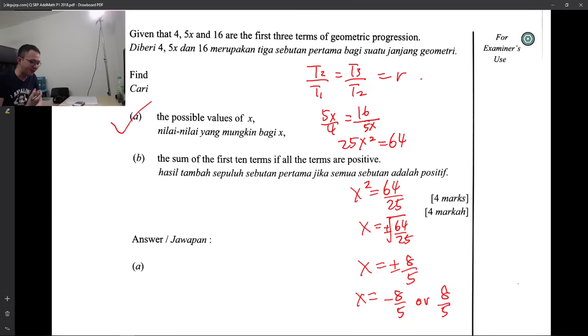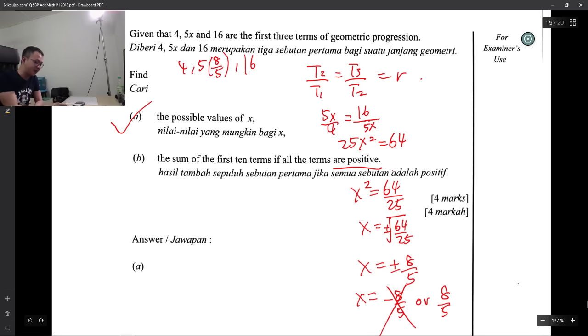Alright, so the sum of the first 10 terms, if all terms are positive. So if all terms are positive, I cannot use the negative 8 over 5. So I'm going to use the positive 8 over 5 to substitute in here. So this is 8 over 5, 16. So 5 and 5 I simplify, it is 4, 8, 16. So from here, I know my a equals 4, my r equals 2, because 8 divided by 4, I get 2.